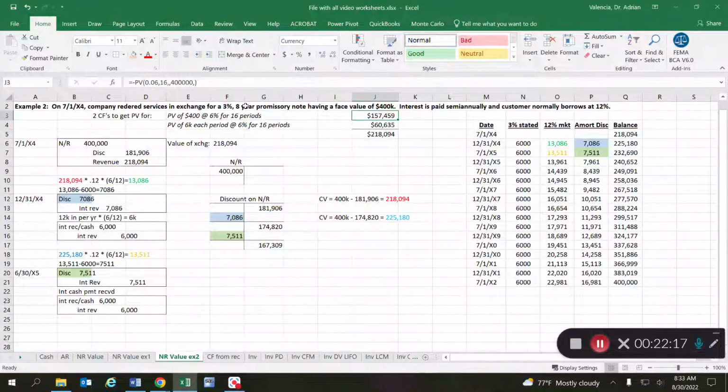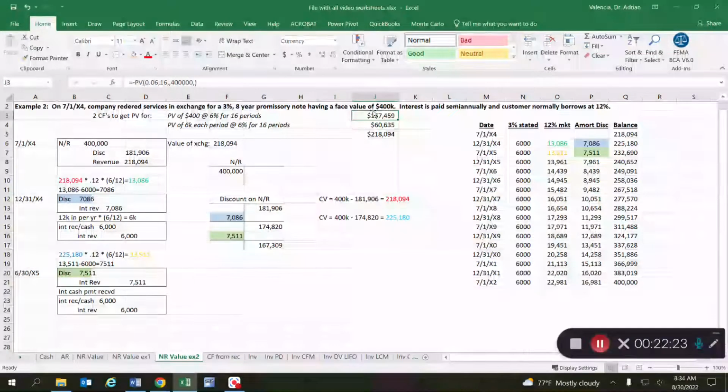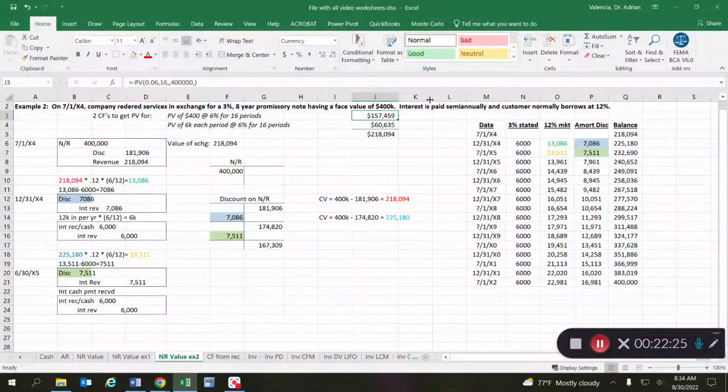This transaction has two sets of cash flows. It's got the 400,000 that we'll get in 8 years, but it also has a payment of 6,000 that we get every 6 months. So that's a future cash flow as well. So I'm going to compute the present value of 6,000 at 6% for 16 periods, and that gives me $60,000. So when I sum this up, I get $218,000. And that right there is the value of the exchange.